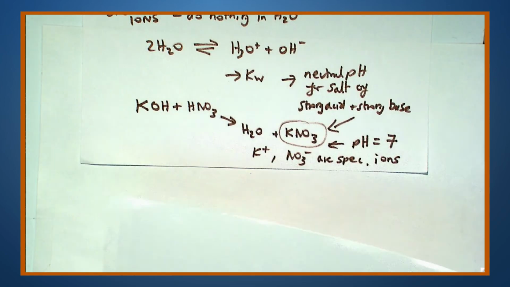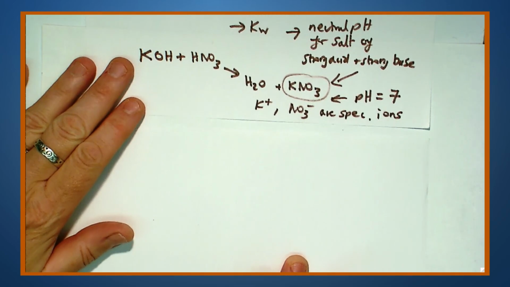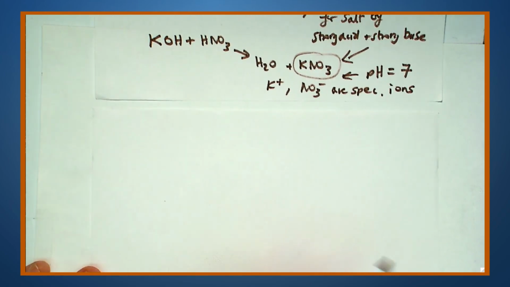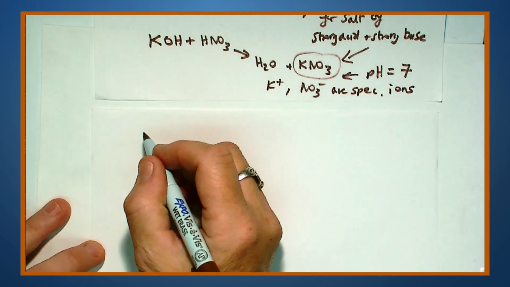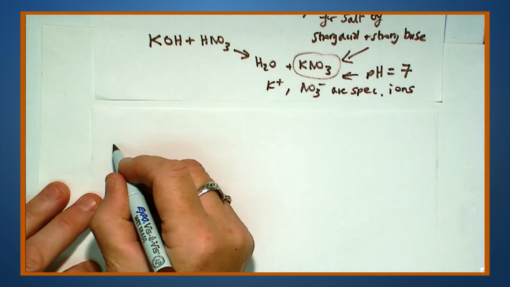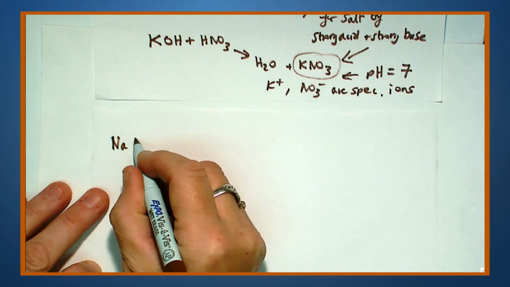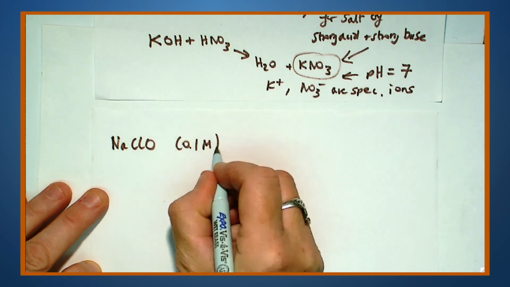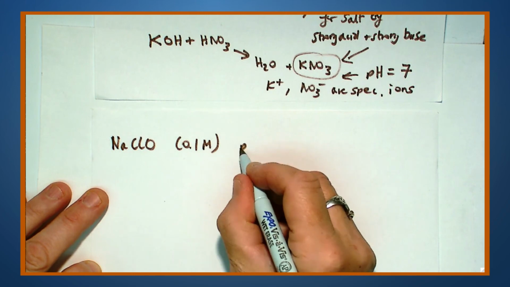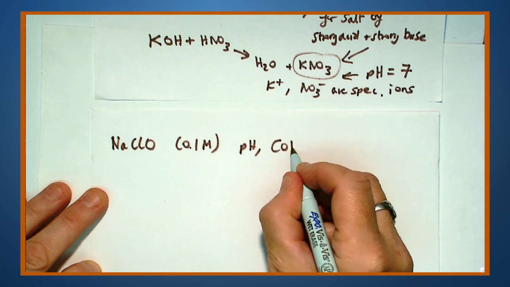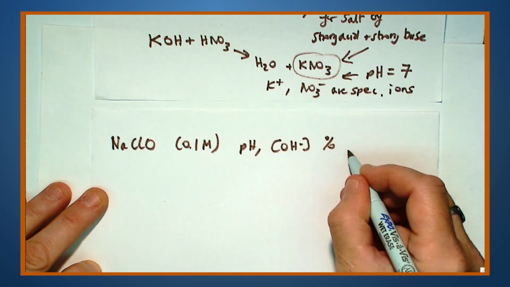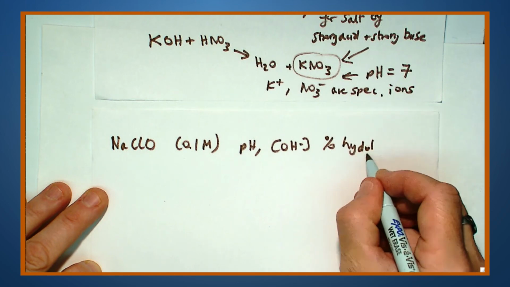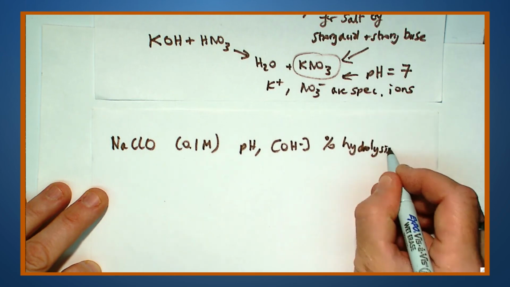So let's go ahead and do the second example. The first one is actually in the class to be done. So the one we're going to do is the second one. And that one is sodium hypochlorite, NaClO, and it's 0.1 molar. We're going to find pH, we're going to find OH minus, we're going to find percent hydrolysis. So this is going to illustrate a whole bunch of different things.